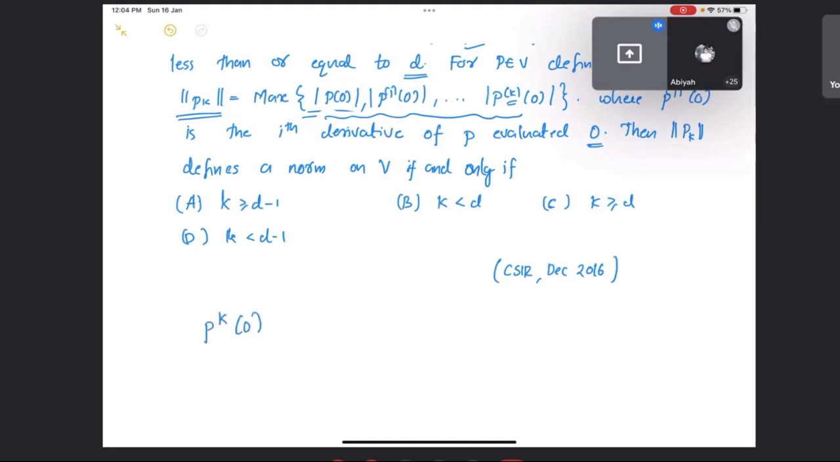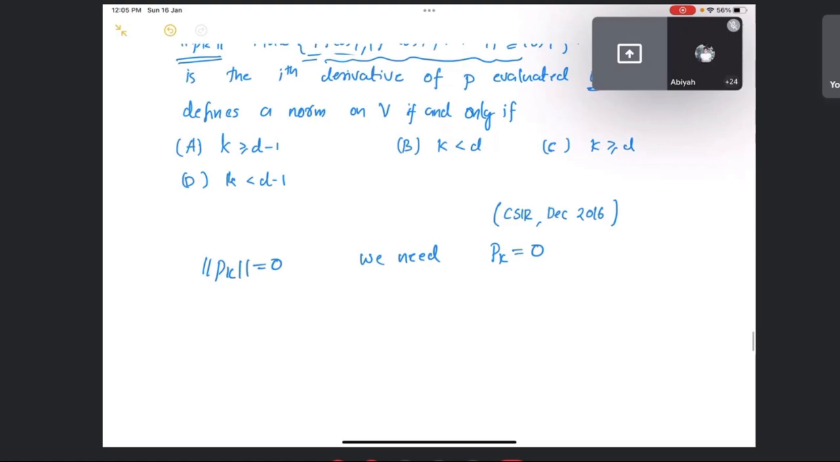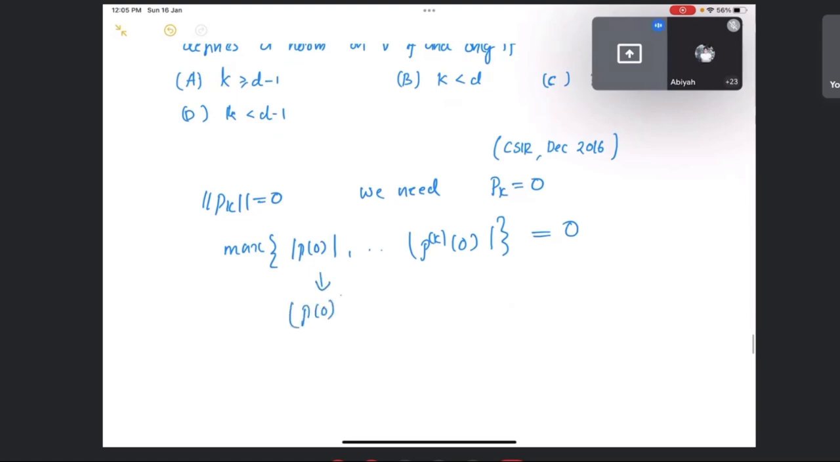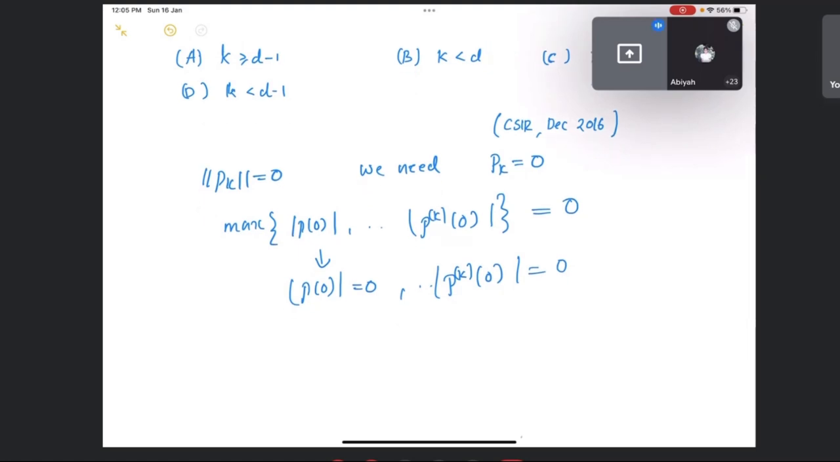Assume that the norm of p is equal to 0. We need the polynomial p to be 0. By definition, the norm of p is the maximum of modulus of p(0), and so on up to p^(k)(0). This is 0. That implies each of these quantities is 0: modulus of p(0) is 0, and so on, p^(k)(0) is 0. Everything is 0 because all are non-negative and the maximum is 0.